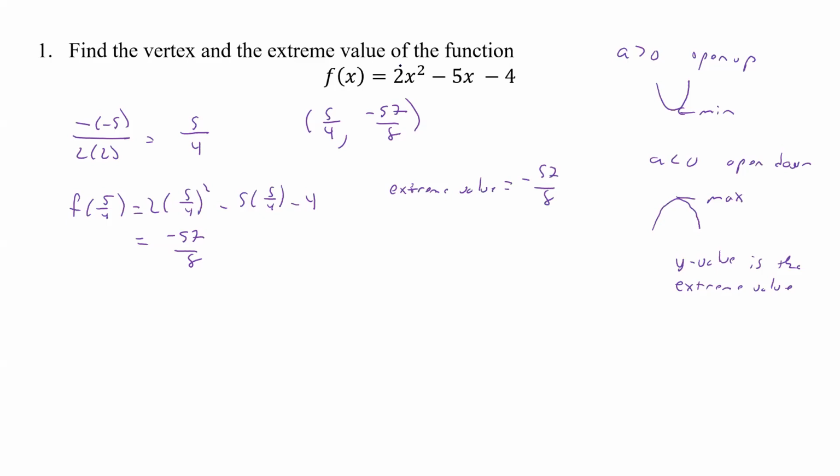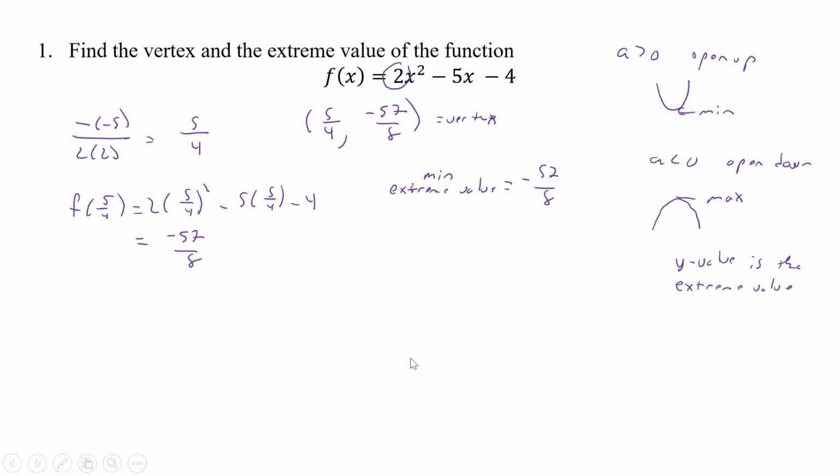Now, because a was greater than 0, this is a minimum extreme value. Okay, so that's the key thing. It's a minimum extreme value. But we have our vertex, which we needed, and we had that extreme value.